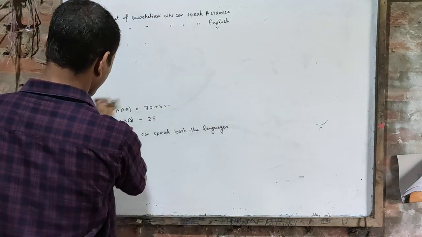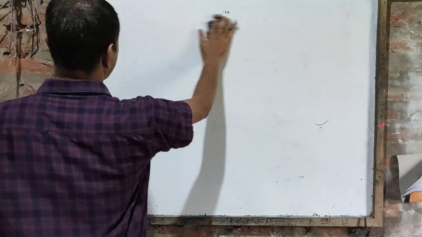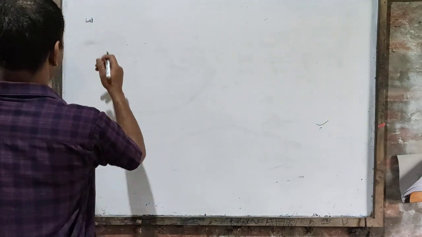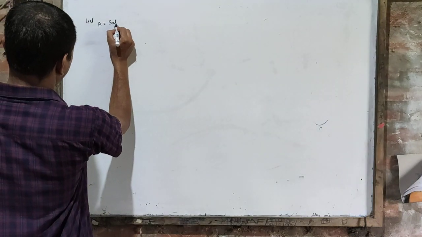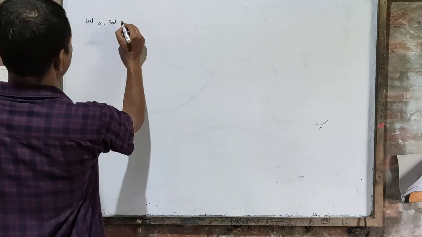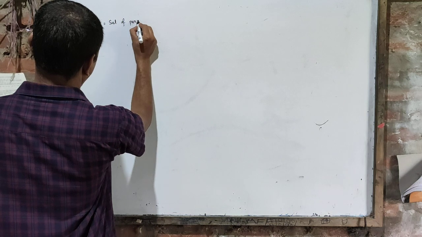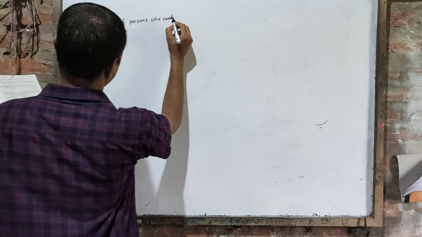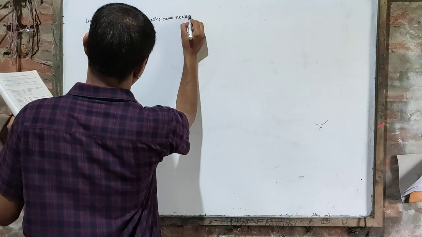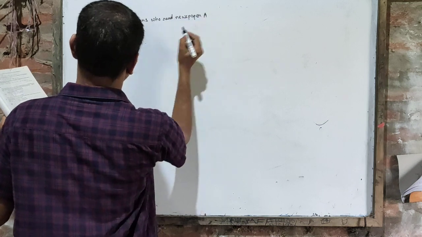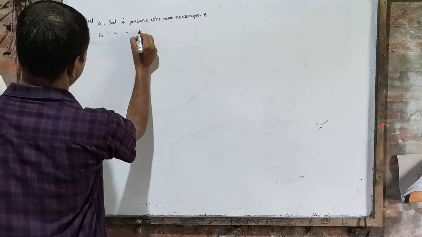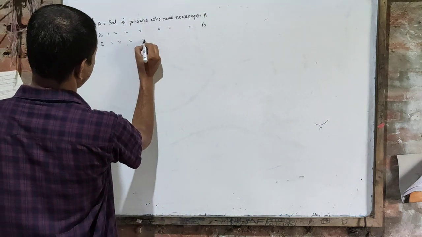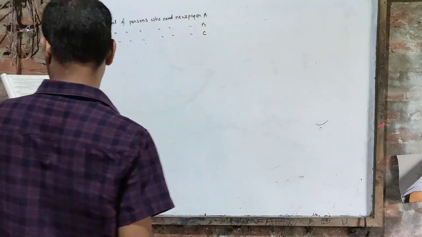So first of all, let us name the sets. Let A be the set of persons who read newspaper A, and B the set of persons who read newspaper B. C is the set of persons who read newspaper C.